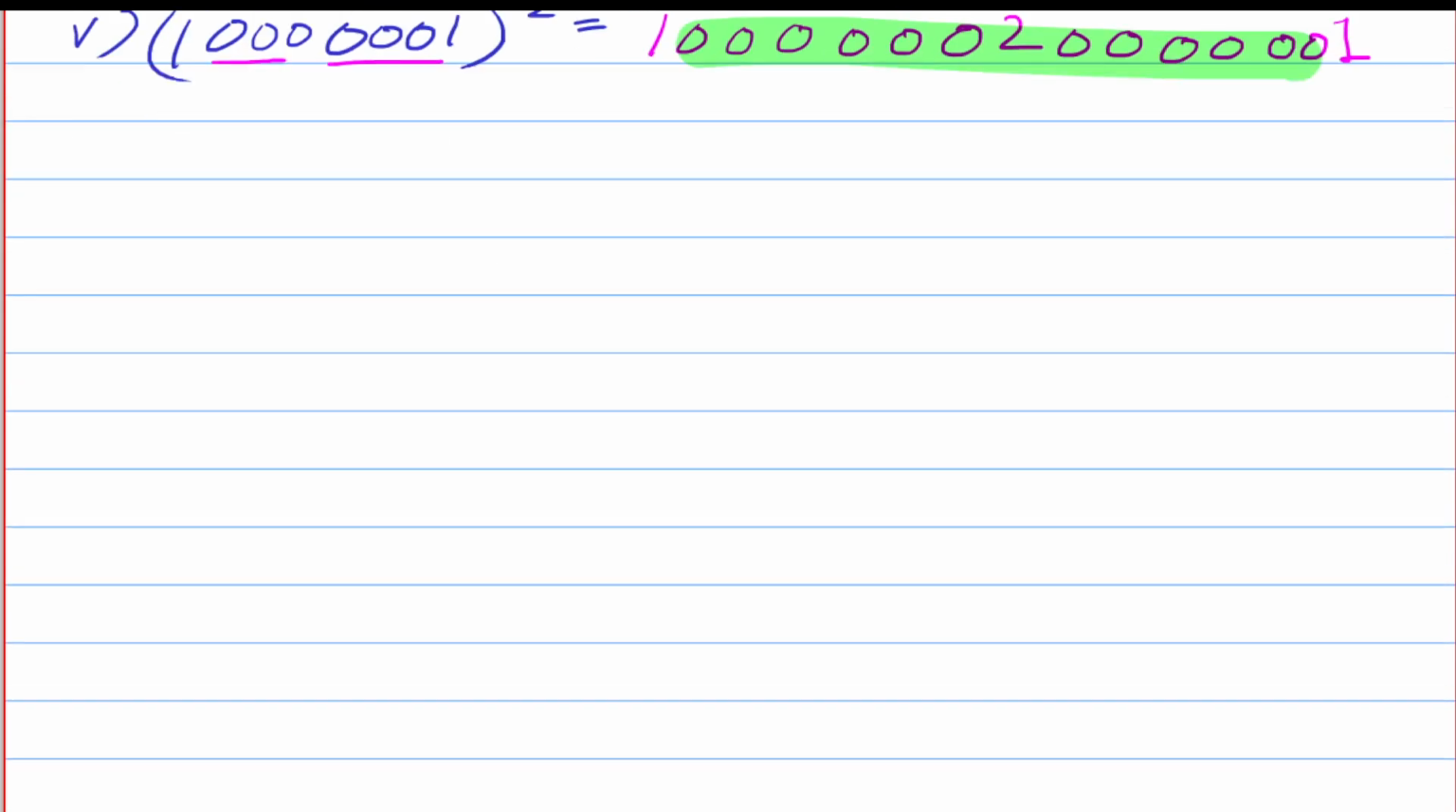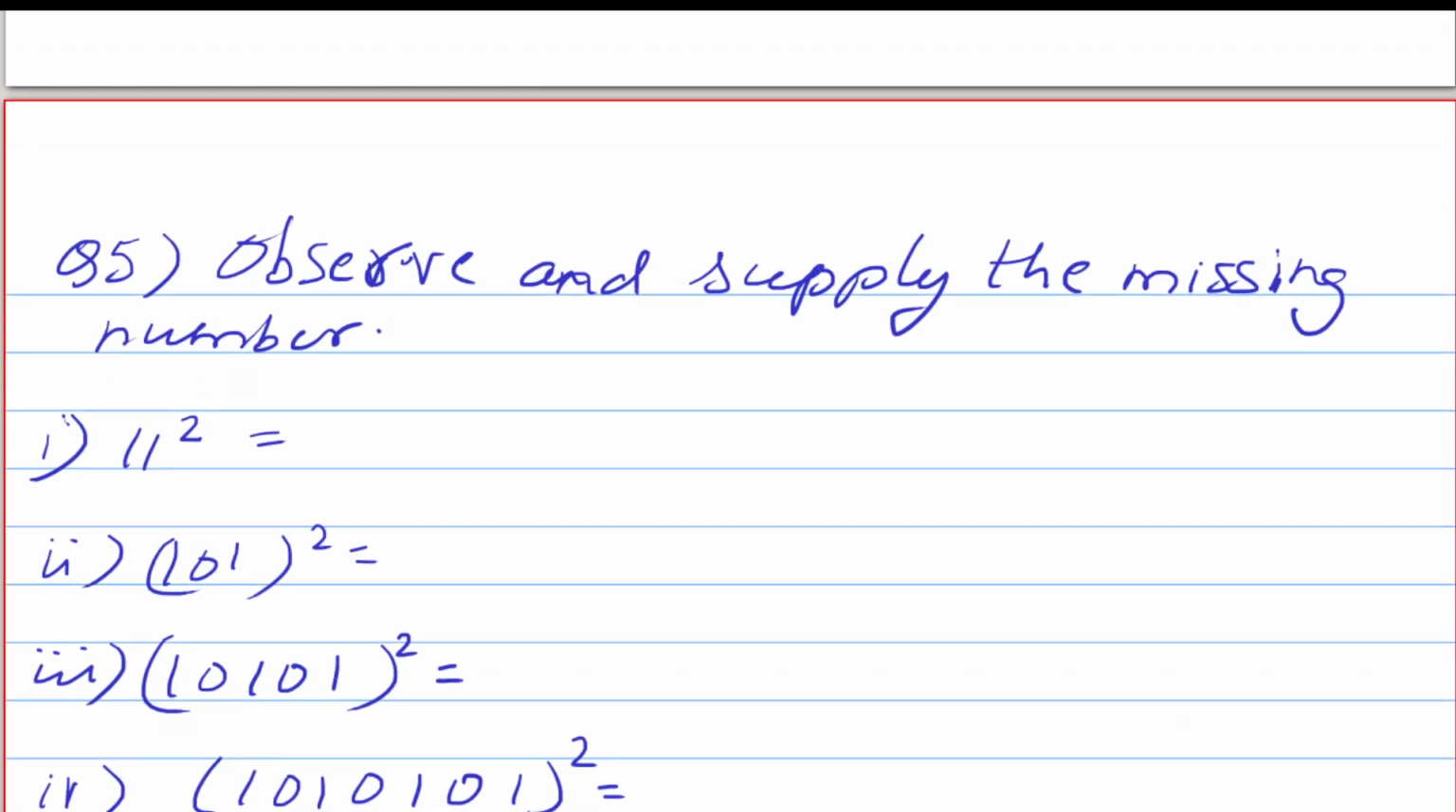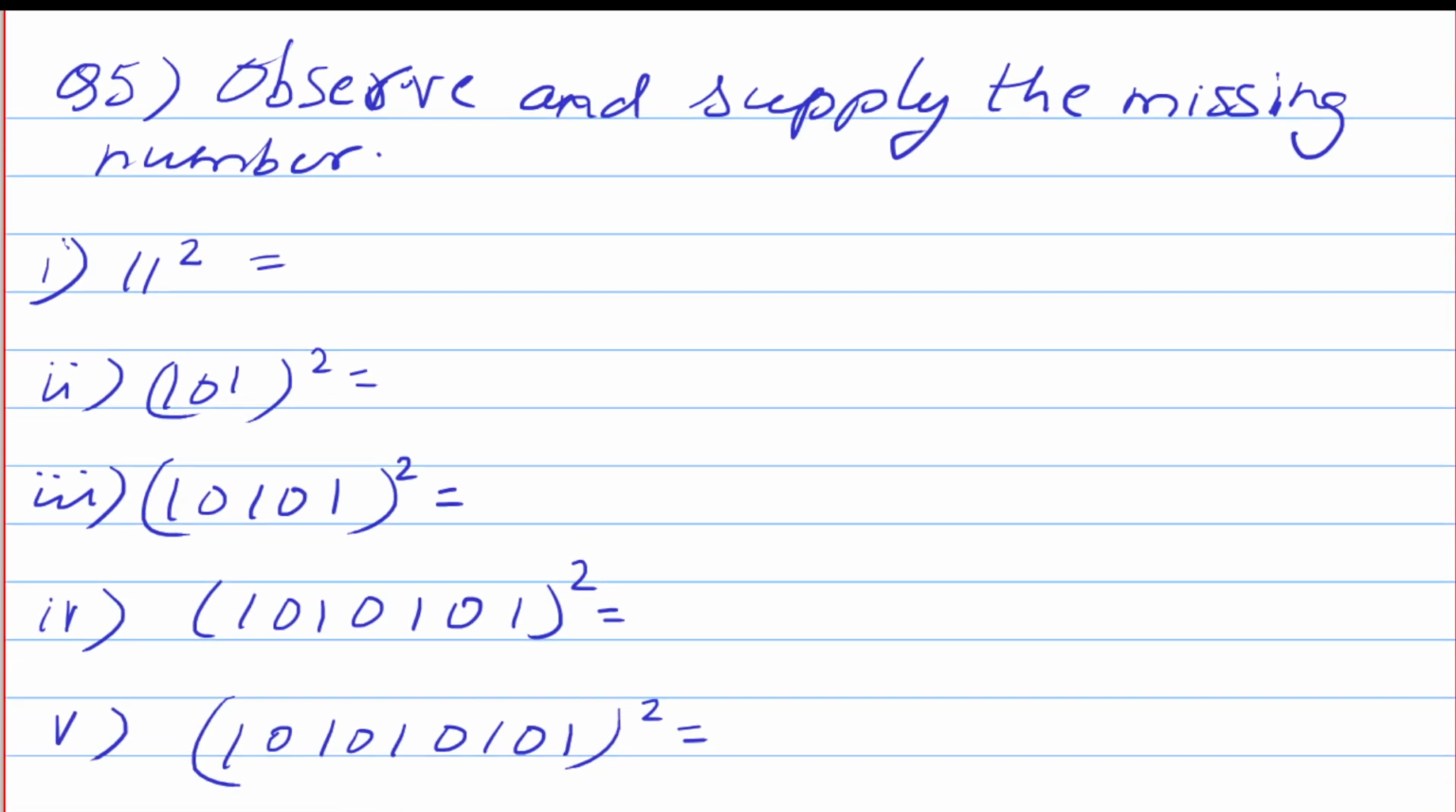In the next question, we have a similar pattern. Let us see how we can address those questions. Again, the square of 11 we know is 121. The square of 101 we have just now seen. There is 1 zero between 2 ones. So you will substitute 1 zero between 1 and 2, and 1 zero between 2 and 1.